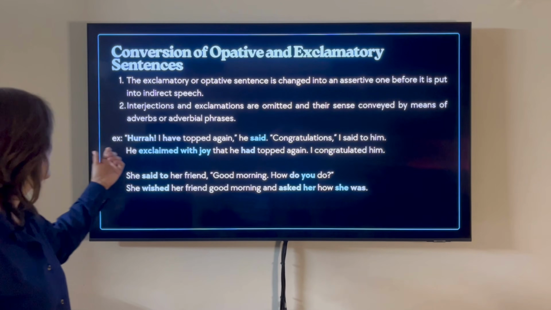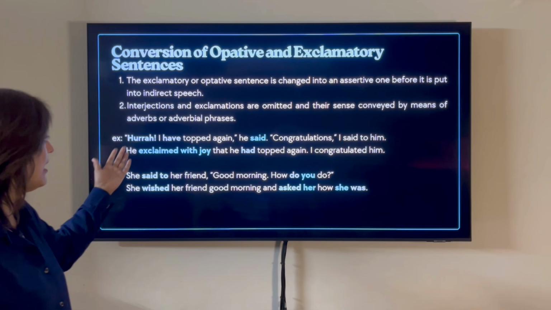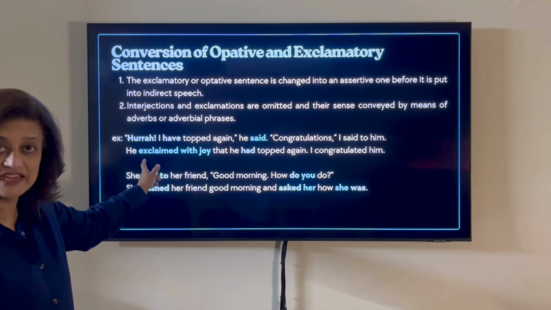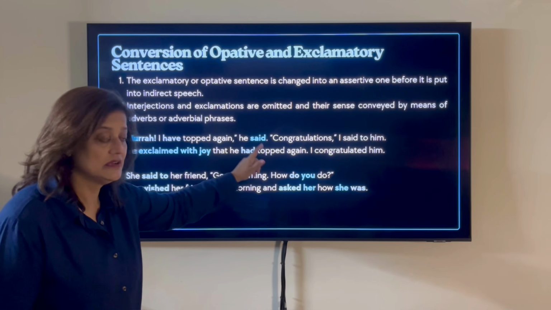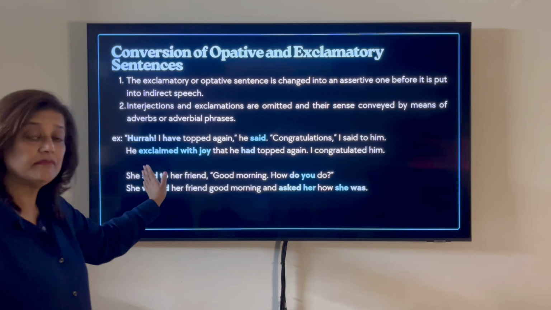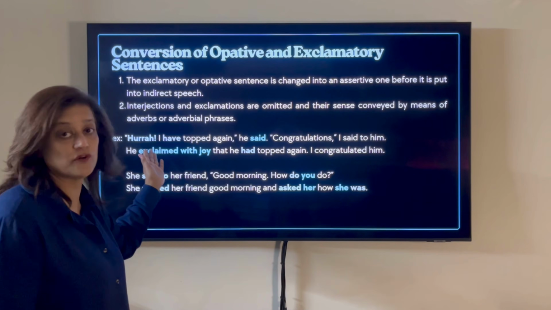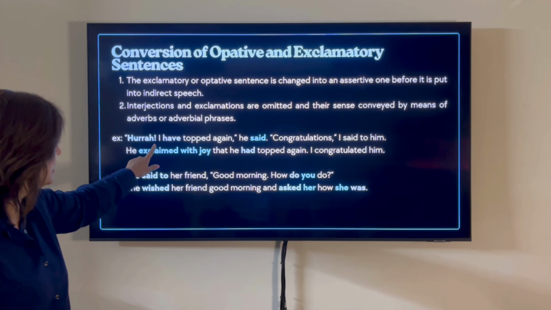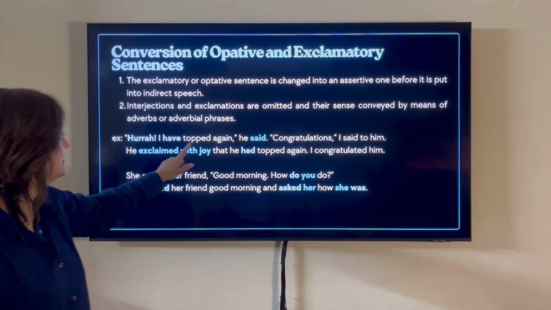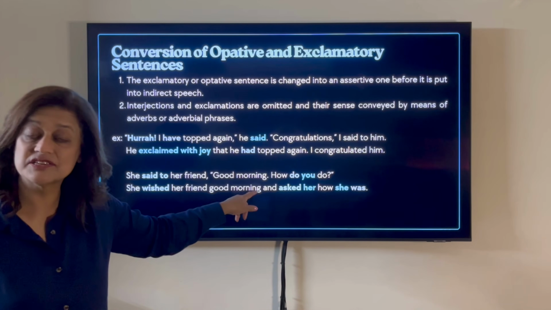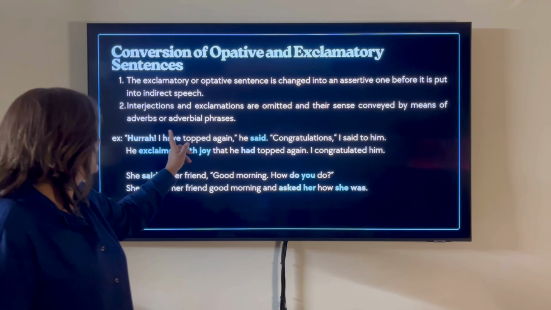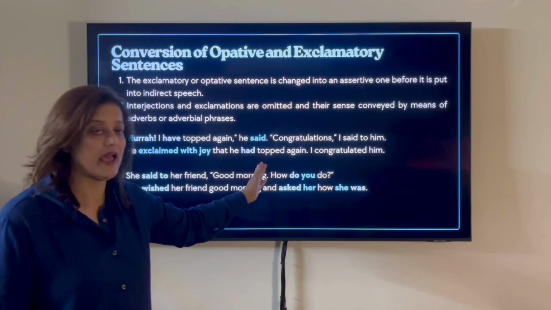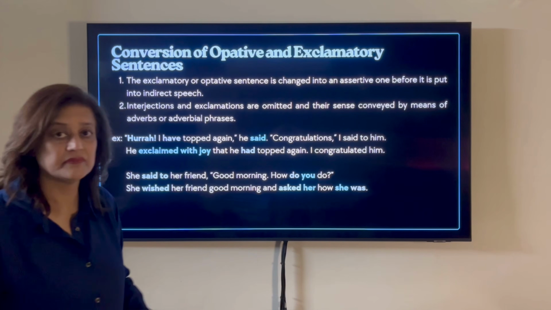So the sentence, hurrah, I have talked again, he said. Now hurrah is the interjection, and with said it is merged and becomes he exclaimed. This is of course joy, so exclaimed with joy. The exclamation mark gets omitted. The conjunction that is added here. I will change to he. Have changes to had. Talked again.